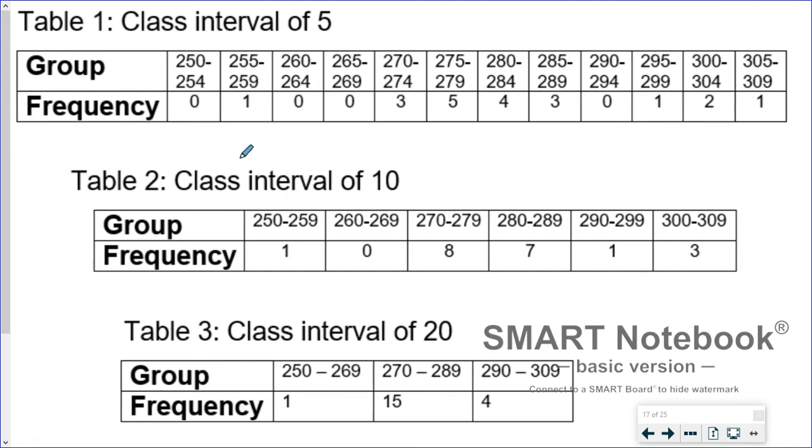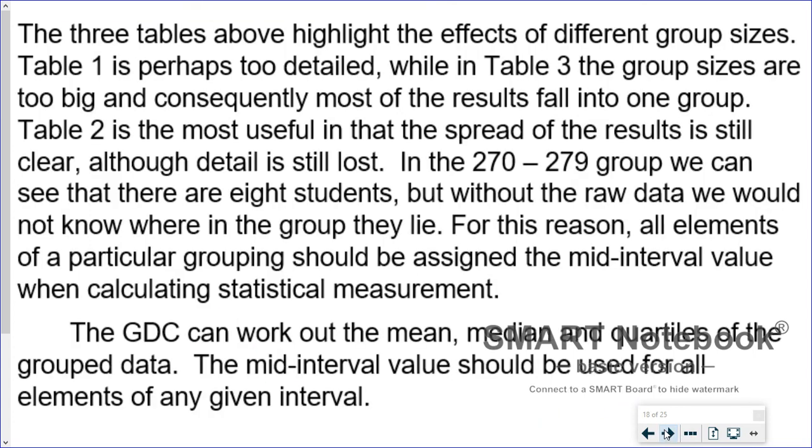And basically this one, as you can see, most of the data falls within one category, so that's definitely not a good way to group the data. So if you're going to group it, group 2 is definitely the way to go. And this is just some more explanation on that.